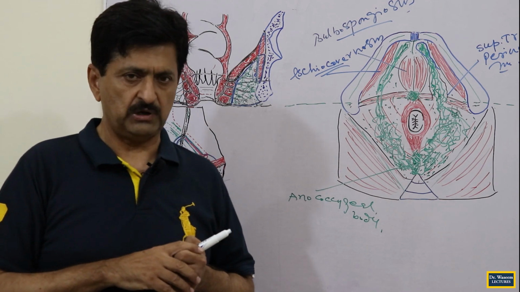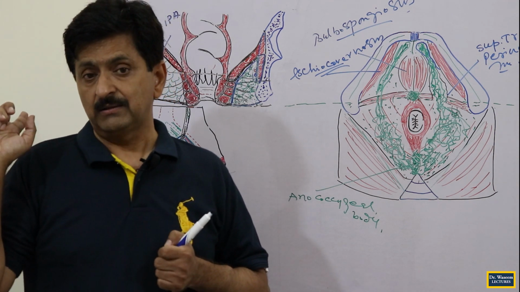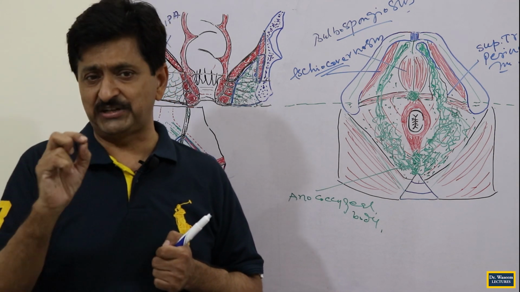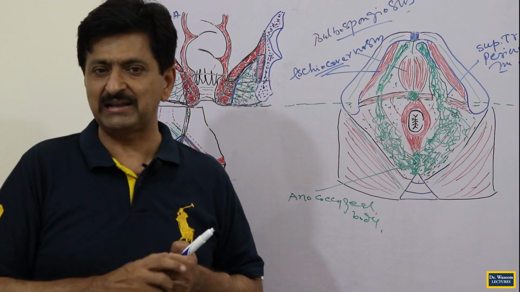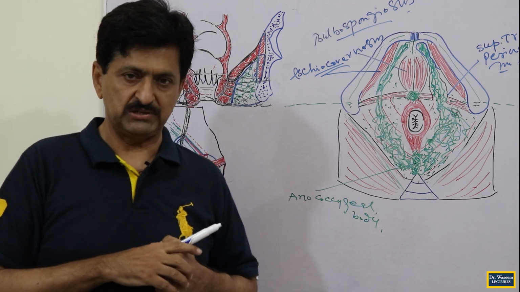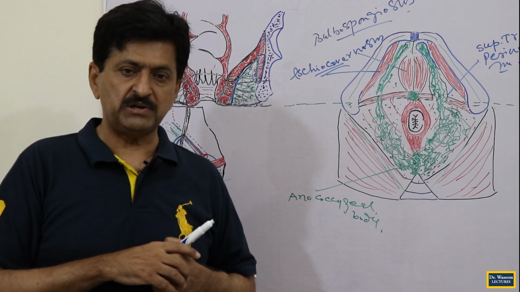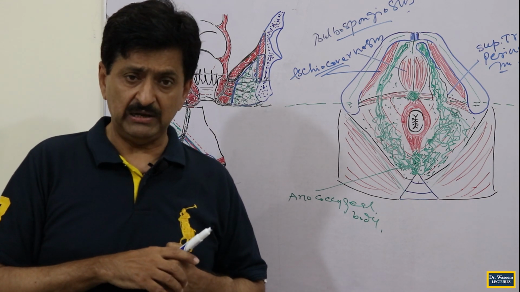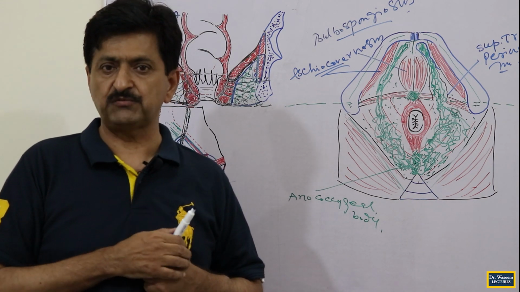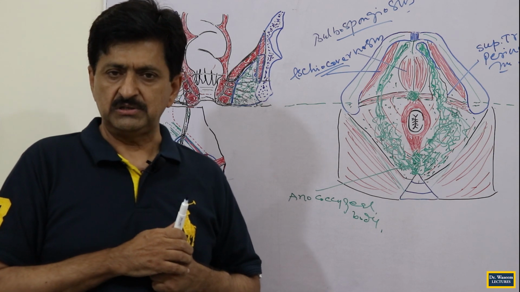This is the motor branch of your obturator internus, which during its course through the gluteal region has already supplied another muscle also, the gemellus superior. So gemellus superior and obturator internus are both supplied by the nerve to obturator internus, which is a very important branch coming from the sacral plexus.